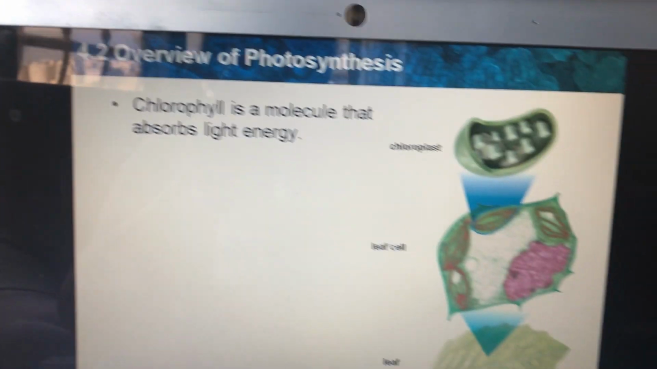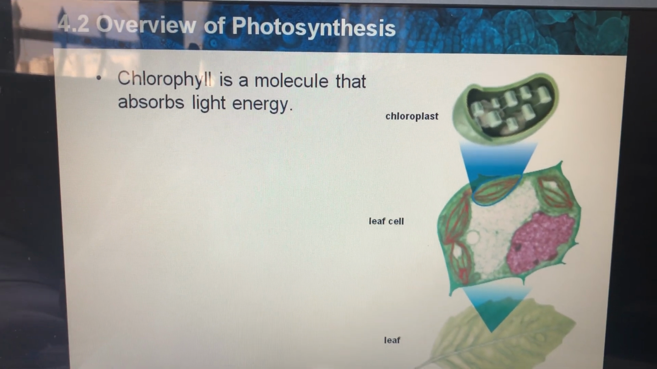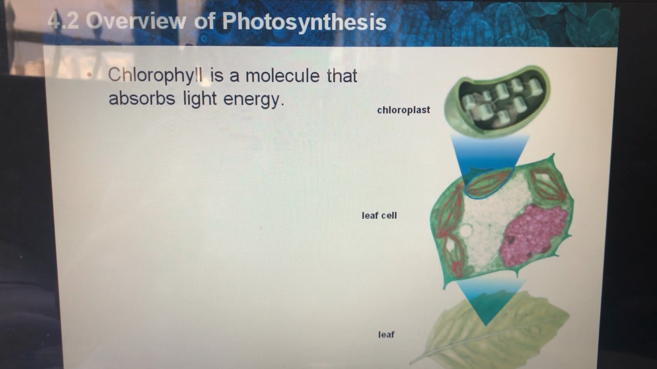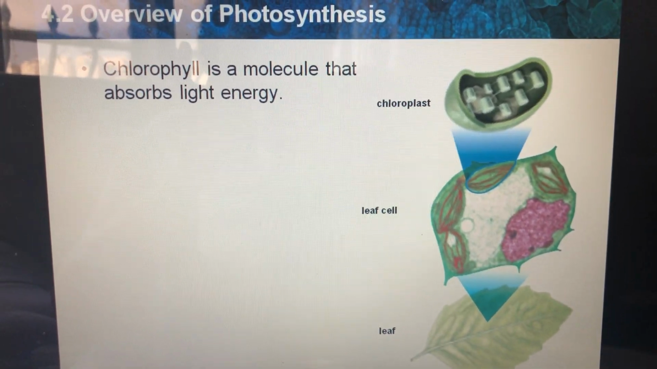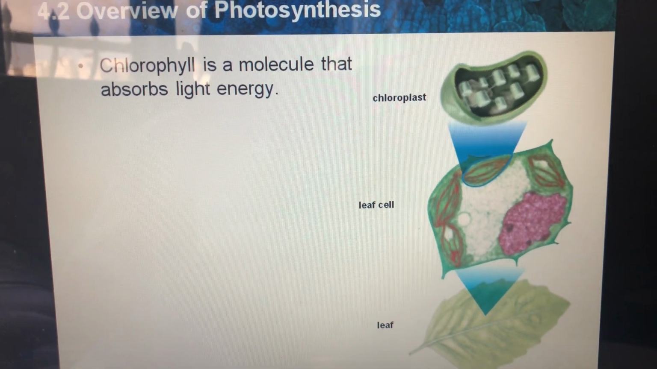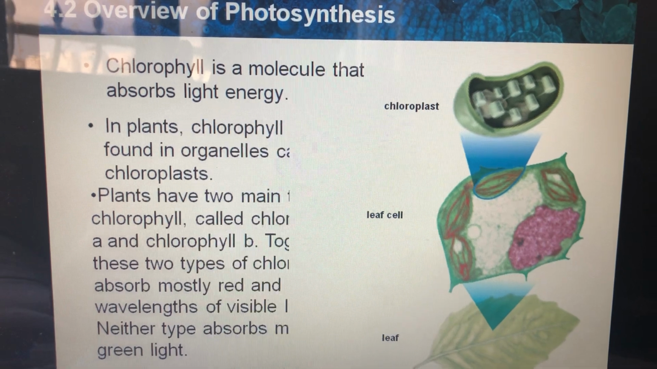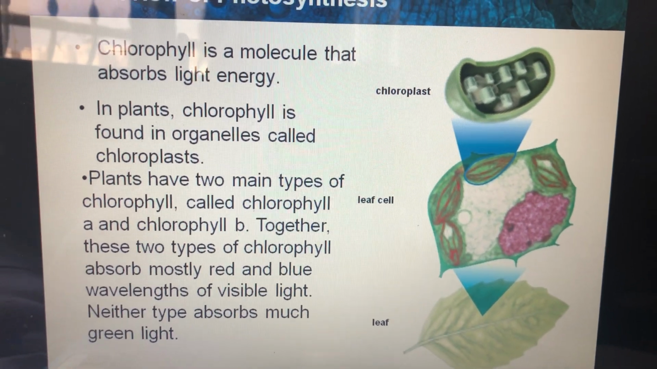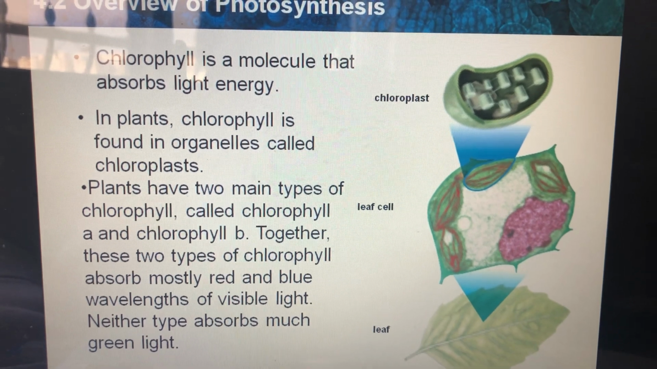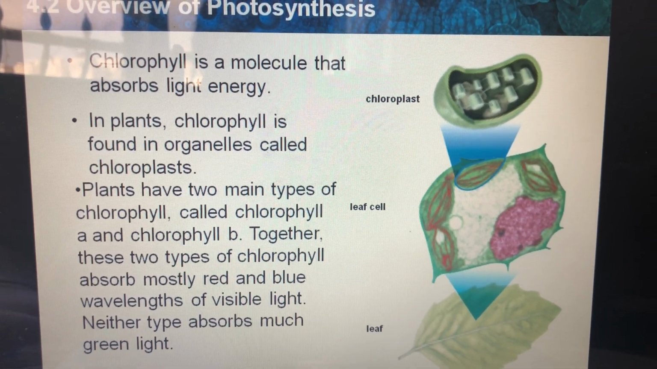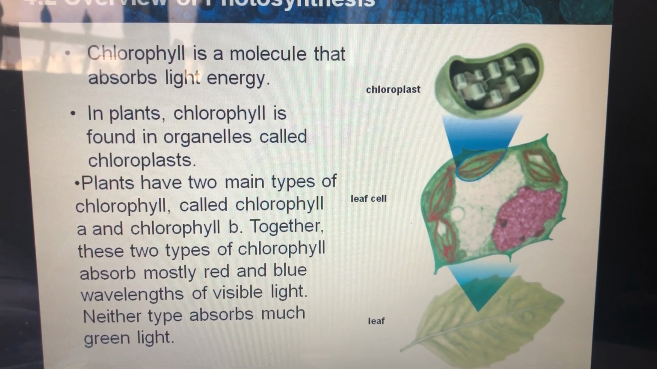Now, the main organelle that is responsible for photosynthesis and making food of the plant is the chloroplast. This chloroplast contains a pigment called chlorophyll, and chlorophyll is a molecule that absorbs the light energy from the sun. In plants, we have two types of chlorophyll, chlorophyll A and chlorophyll B, and both are found in the chloroplast.